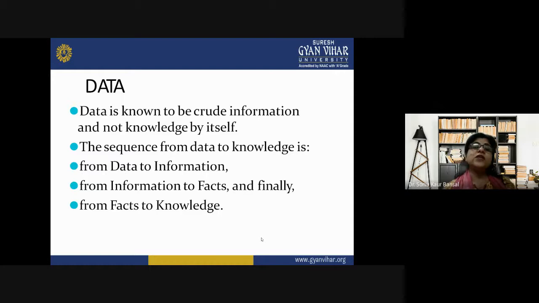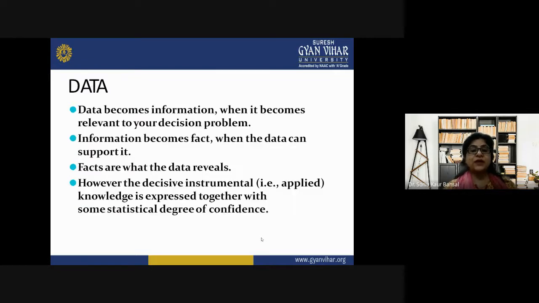Then information leads to particular facts. Okay, this is right and this is wrong. This is happening in some cases and this is not happening in some cases. So these are the facts. And when we are seeking knowledge, these facts convert into knowledge. So just understand it in that way. Data becomes information when it becomes relevant to your decision problem.